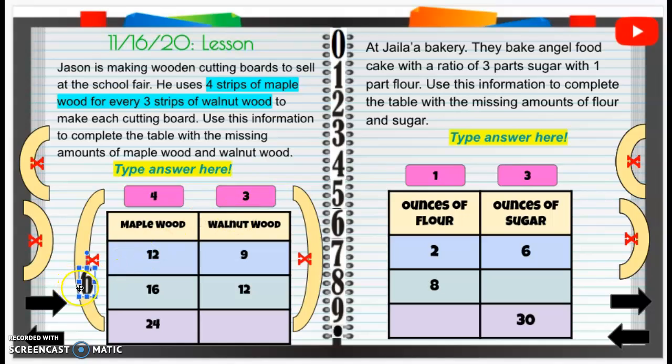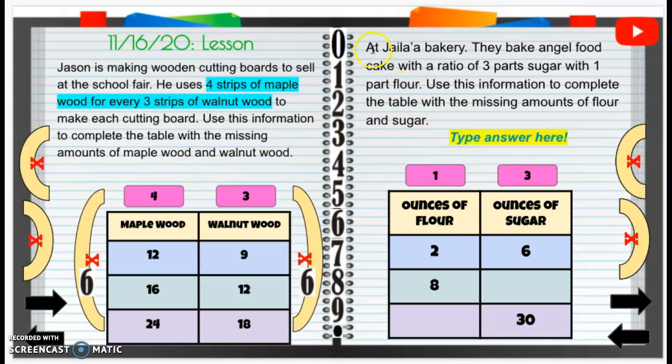Now I'm going to do the same thing on the other side. 3 times 6. So whatever that top number is times 6, we'll get this one. So this 3 times 6 is going to be 18. And look, we've completed our table. So we have our missing pieces filled out.